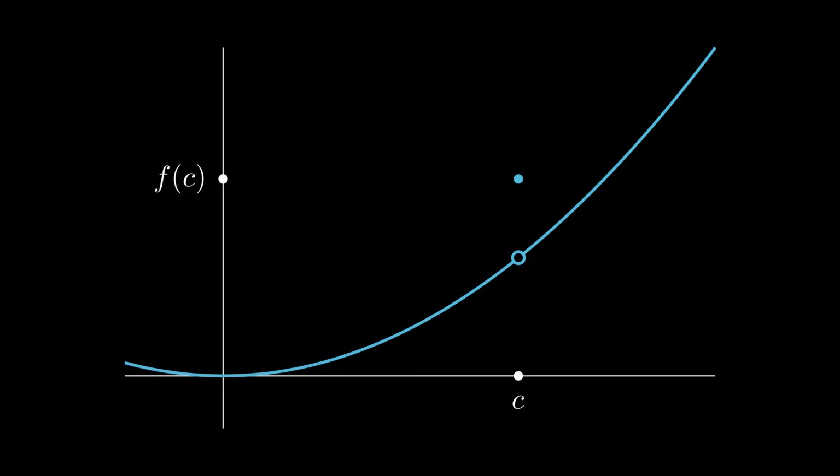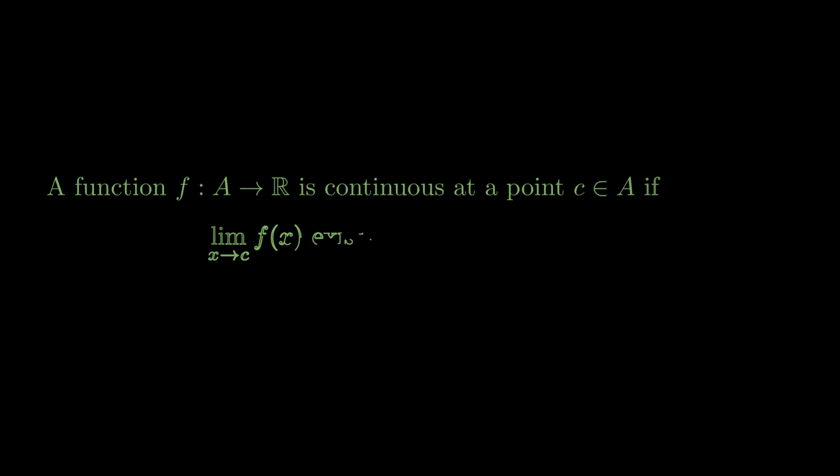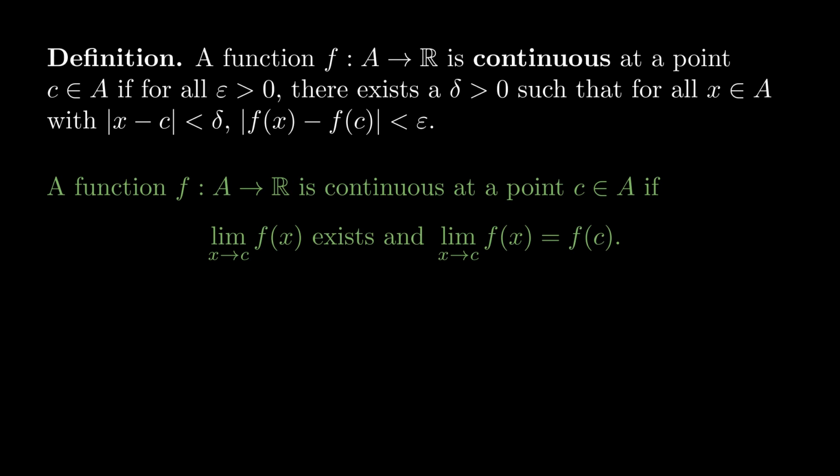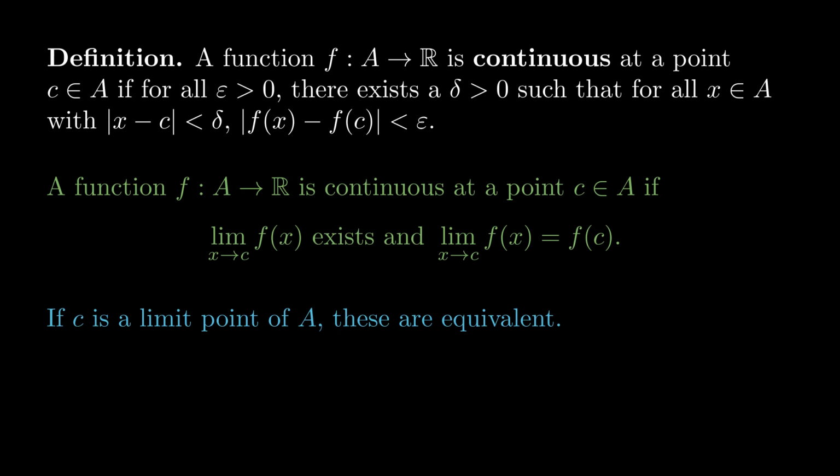So why not just take the definition we probably see in a calculus course, which is that a function is continuous at a point c in its domain if the limit as x approaches c of f of x exists and equals f of c. These two are roughly equivalent. The only distinction is that our definition of continuity actually allows isolated points to be considered continuous by default. So if c is a limit point of the domain A, then these two would be equivalent.